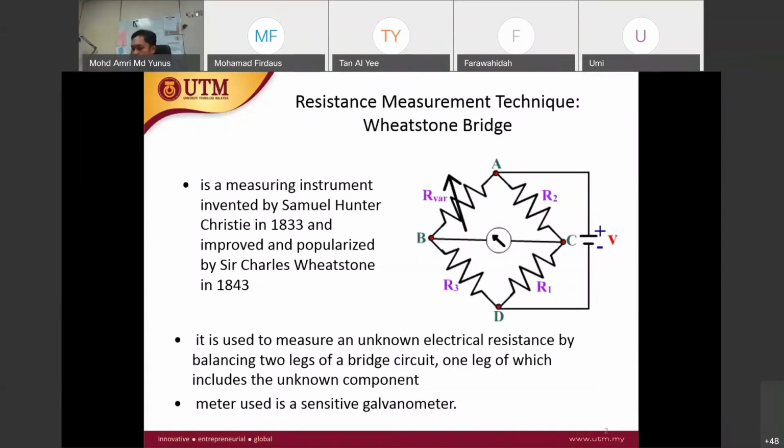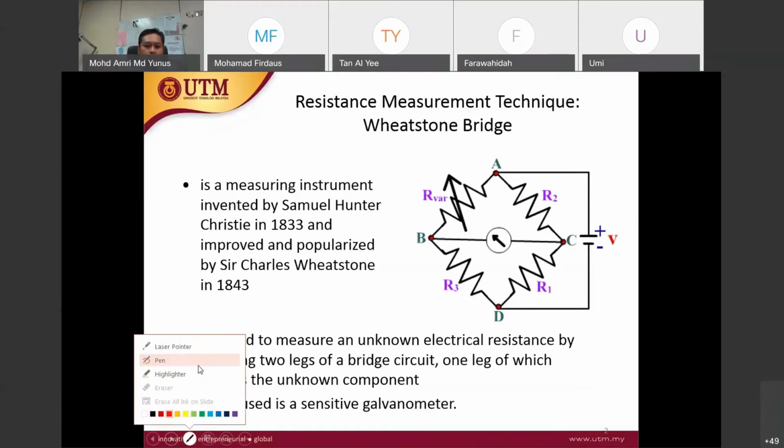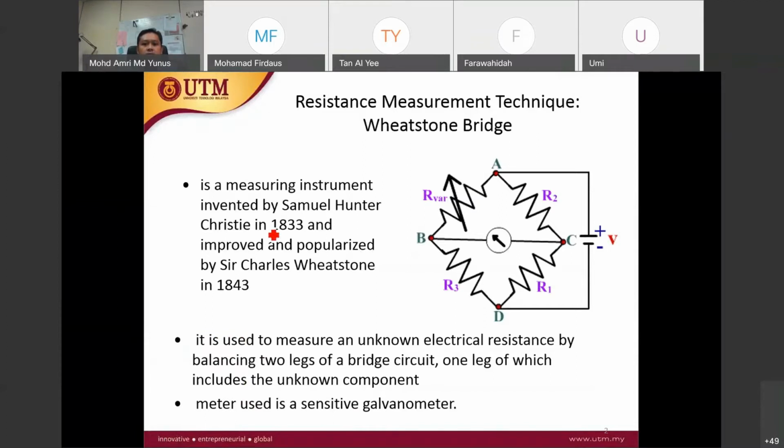So now we look at the resistance measurement technique using what is called a Wheatstone bridge. The Wheatstone bridge is basically an arrangement invented by a physicist in the 19th century and later popularized by Sir Charles Wheatstone. Then it is called a Wheatstone bridge.